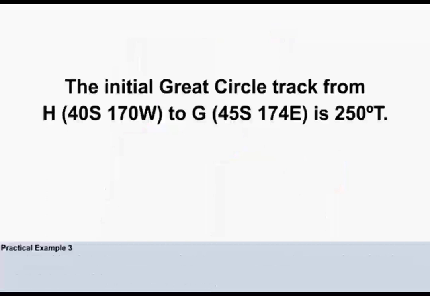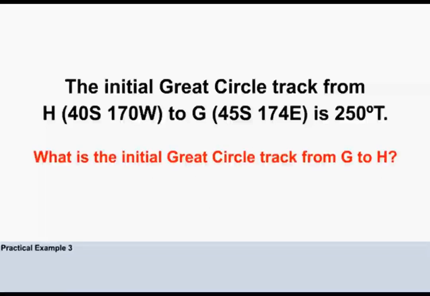Now on for you. The initial great circle track from H at 40 south, 170 west, to G at 45 south, 174 east, is 250 degrees true. What is the initial great circle track from G to H? What's the first thing you have to do? Are we in the northern or southern hemisphere?